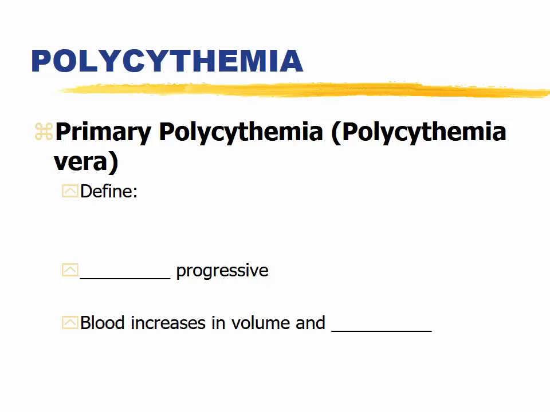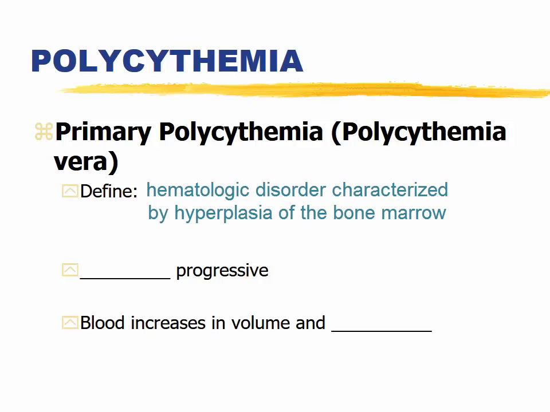Polycythemia. There are two types of this condition, first being primary polycythemia or polycythemia vera, and the second one is secondary polycythemia. Primary polycythemia is a hematologic disorder characterized by hyperplasia of the bone marrow that results in increased production of erythrocytes, granulocytes, and platelets. This disease is slowly progressive and produces symptoms associated with increased blood volume and viscosity.